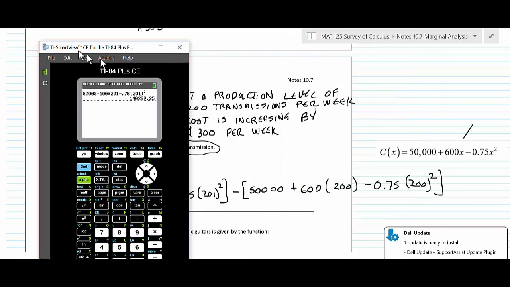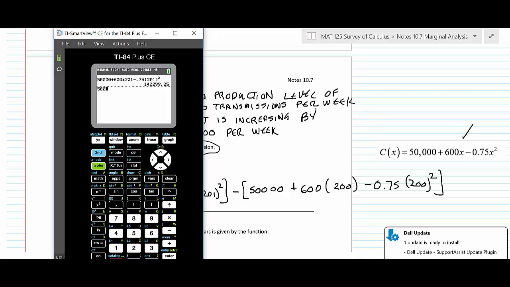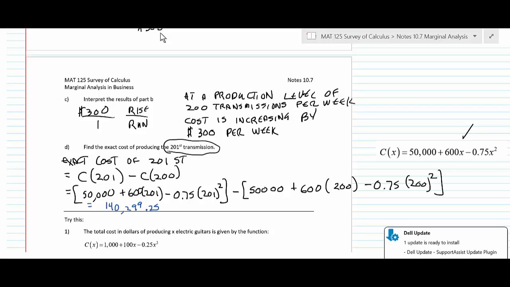Now what you do is you do the next one the same way. You do 50,000 and then minus the 600 times the 200, and then you do minus 0.75, and then parentheses, then you do the 200 squared like this, and that'll give you the cost of the first 200. So if I've got everything plugged in right, that does not sound right. I don't think I did that right. I may have, though. It's 140,000. What did I do wrong? Oh, I put a minus 600 like that. Okay, let me do that again. Sometimes this calculator is so hard to see on here.